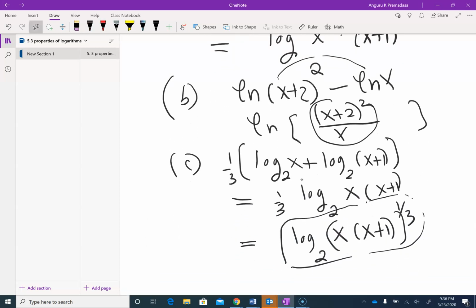And we go to the third one. So third one, 1/3 times this, but here you know what, there's nothing you can do. Before that you need to simplify this first. So you need to multiply them and write this as log of 2 times x plus 1. And now you can take the 1/3 up like that. So that's it for this video. Thank you for watching.